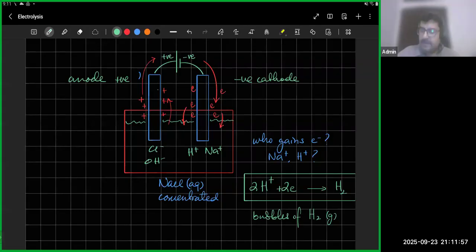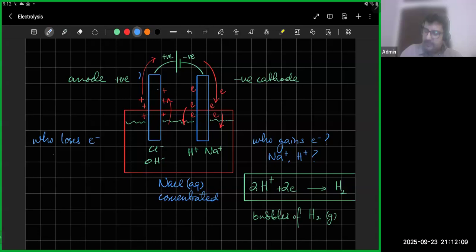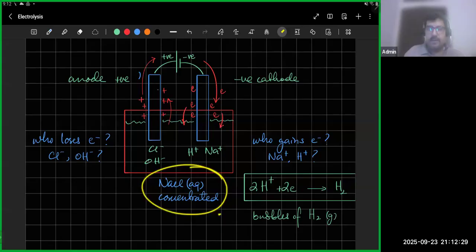Now, what happens at the anode? Who loses electrons? That's the question. So who loses electrons, whether it's going to be Cl-1 or OH-1? Now, the rule over here at the anode is that it's always OH-1 that loses electrons unless the halide is concentrated, which it is. I mean, they've told us that it is concentrated. So if your halide is concentrated, then it's going to be Cl ions that will lose electrons.